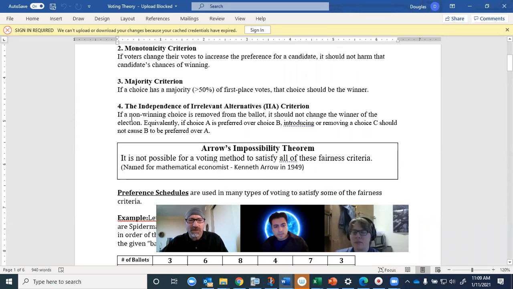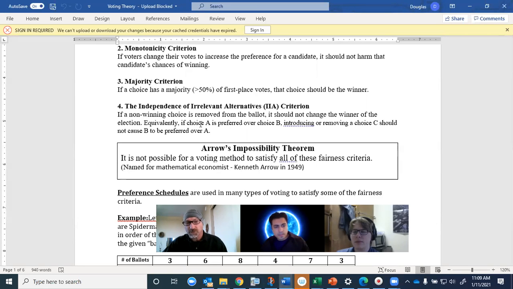There's another thing called the independence of irrelevant alternatives. And by the way, there's an entire lesson on these criteria. This is just an introduction, so you're getting an idea of what these are about. That is, if a non-winning choice is removed from the ballot, it should not change the winner of the election. A lot of times there are lots of people in the race. If one of the candidates pulls out, that shouldn't mean a new person wins.